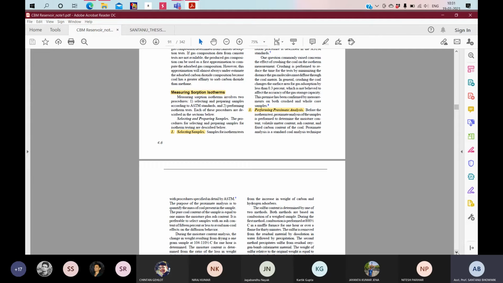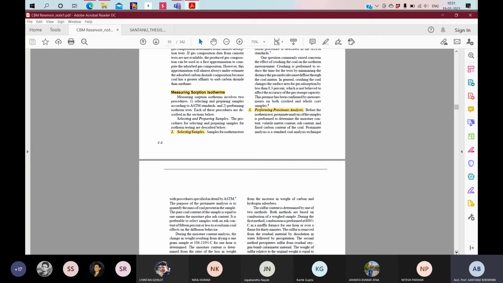You are not going to allow the average value. And then when you are going to take the samples, suppose you are going to take 10 powder samples from the 10 boreholes at different depths, and then you will be doing this isotherm testing.